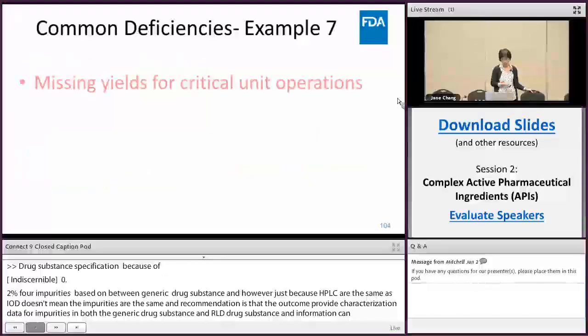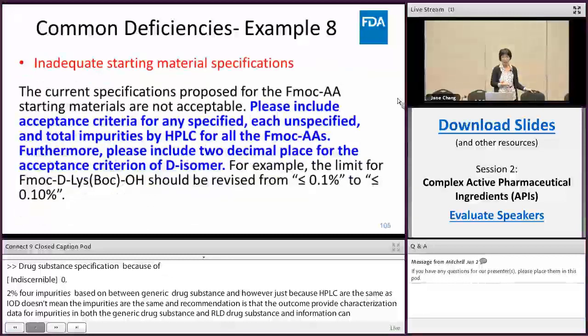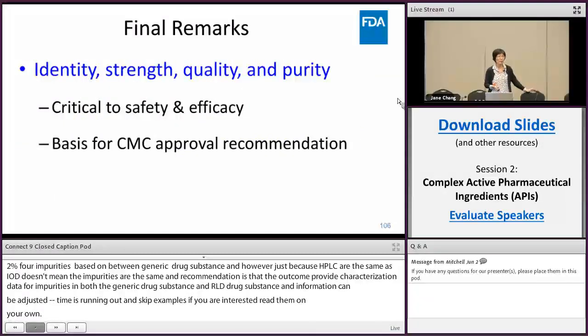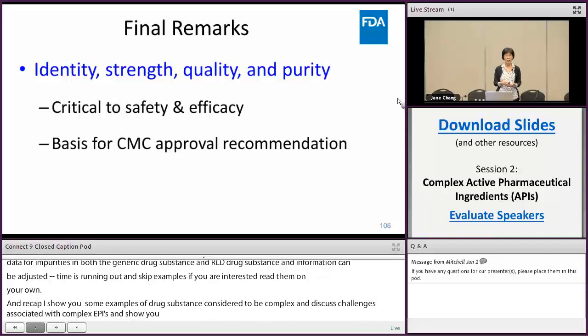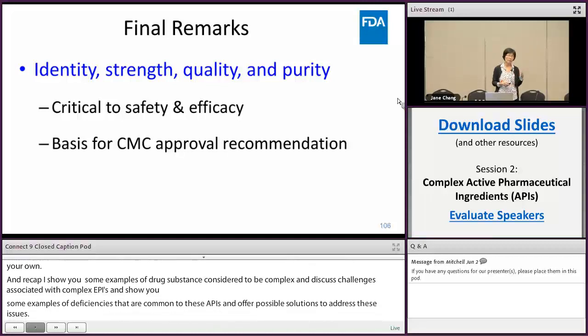To recap, I have shown you some examples of drug substances that are considered to be complex. I also discussed the challenges associated with these complex APIs, and I showed you some examples of deficiencies that are common to these APIs, and I also offered possible solutions to address these issues. The issues that I presented today are associated with the identity, the potency, and the purity of the API.